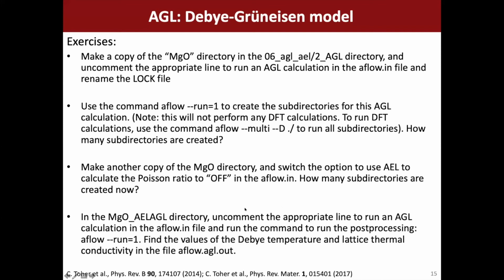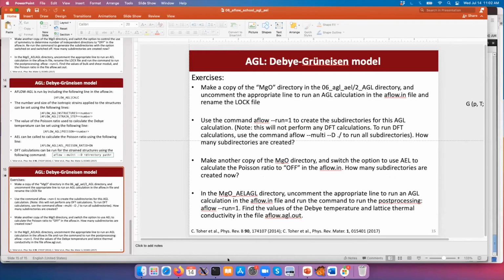And then finally, we go into this other directory and we run the post-processing. And then we look inside to see what are the values of the lattice temperature and the lattice thermal conductivity from this file. So lattice thermal conductivity, in this case, use the value of 300K that's at the top of this file. Okay, so let me just show you where these directories are before we go into the breakout rooms.